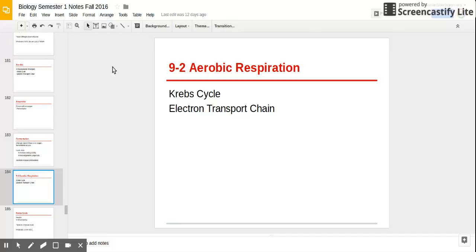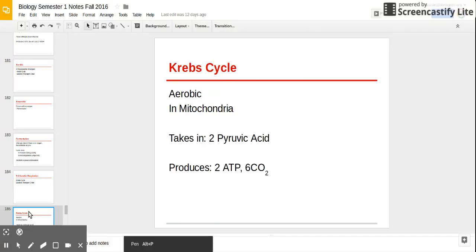Okay. This is in chapter 9, section 2, if you need to look up any part of it. And there's two parts to this one: the Krebs cycle and electron transport chain. They still both start with glycolysis, okay? It always starts with glycolysis. It's either glycolysis and then fermentation if there's no oxygen, or it's glycolysis and then it goes to Krebs cycle if there is oxygen. That's why we call it aerobic. Aerobic means oxygen.